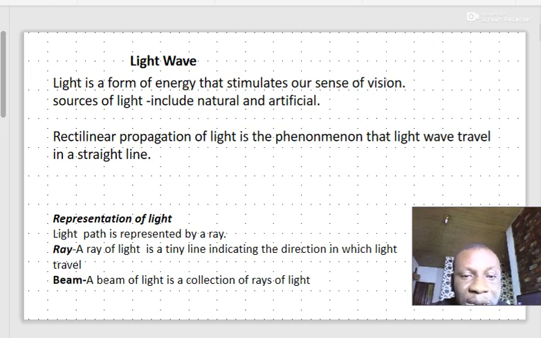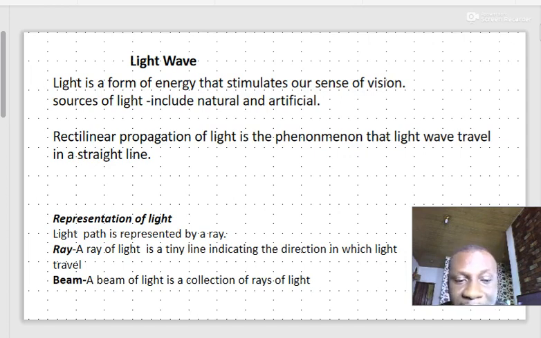Now, rectilinear propagation of light is a phenomenon that light wave travels in a straight line. So this phenomenon tells us that light wave travels in a straight line. So if light wave travels in a straight line, how do we describe it? So representation of light is important. So light can be represented by what we call a ray. A ray of light describes the path of light wave.